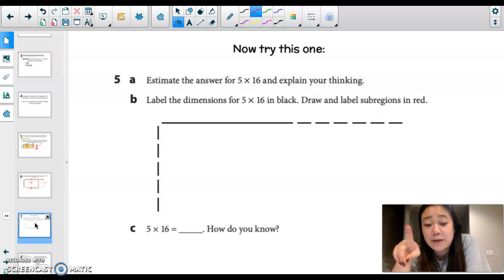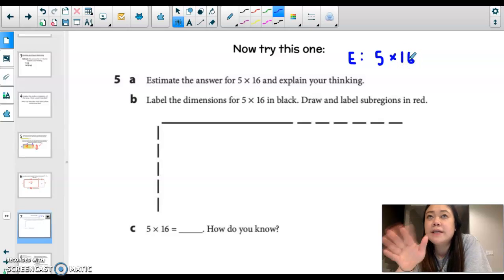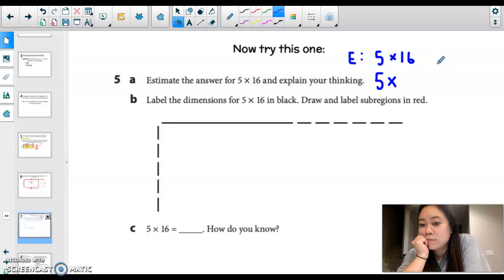Estimate first, because that's what good mathematicians do. Estimate the answer for 5 times 16. So estimate, I'm going to write E for estimate. 5 times 16. Estimating is like a good guess of what our answer should be close to. I'm pretty good with my 5s, and it's a single digit, so I'm going to keep it that way. 16. What is a friendly number that 16 is close to? I would say 15 or 20. 10 would not be a good one because 16 is closer to 20. So I'm going to say 20.